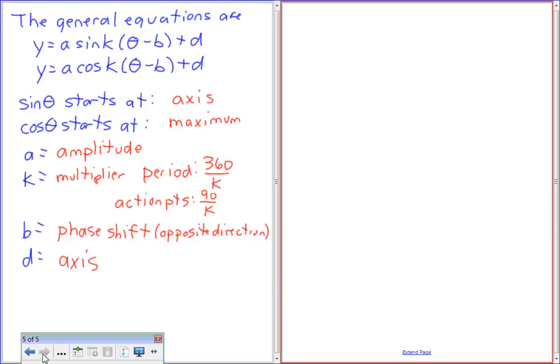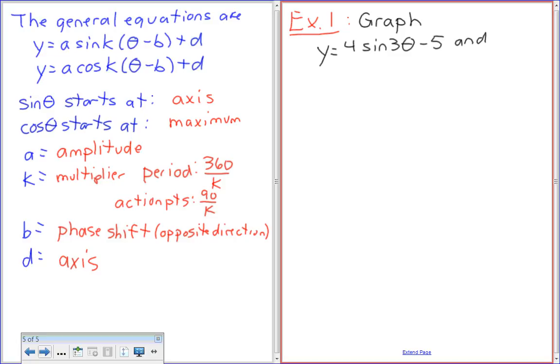So here we go. Example 1 says graph y equals 4 sine 3 theta minus 5, and state domain and range. And the way I'm going to write this on your test, I'll write these sort of things beside it.